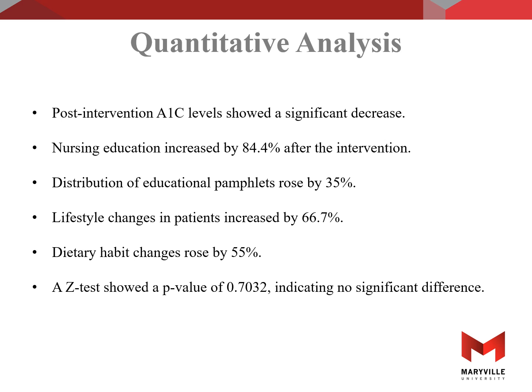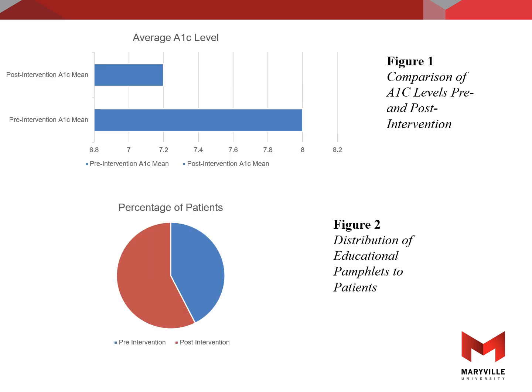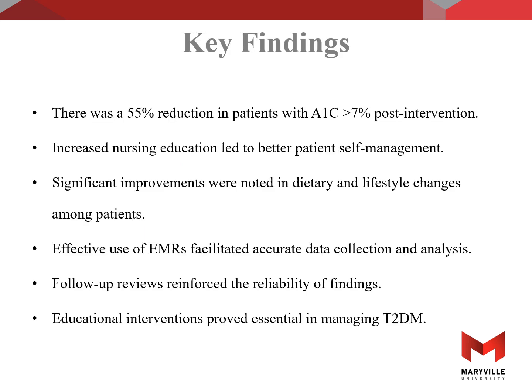Lifestyle changes in patients increased by 66.7%. Dietary habit changes rose by 55%. A z-test showed a p-value of 0.7032, indicating no significant difference. These are graphics for A1C level post and pre, or pre and post.